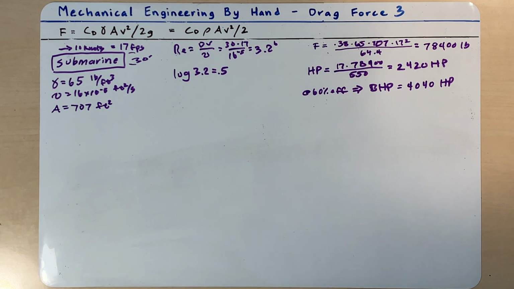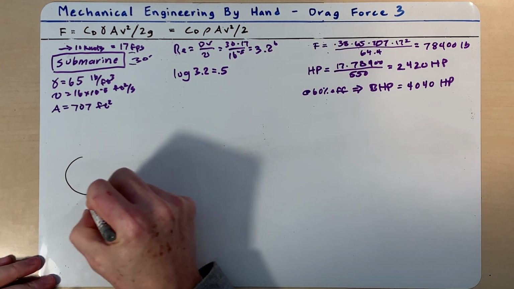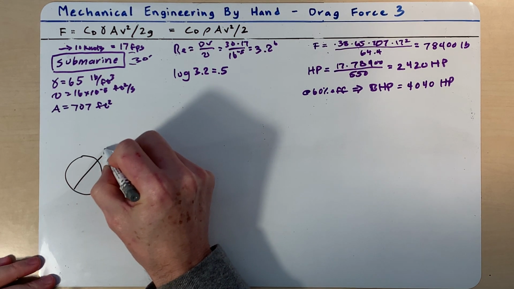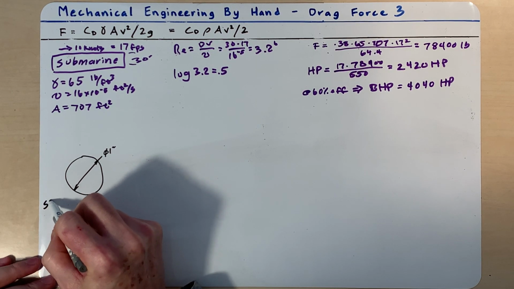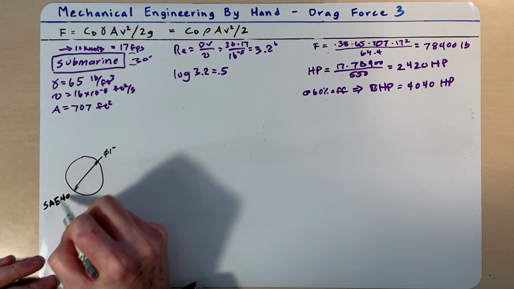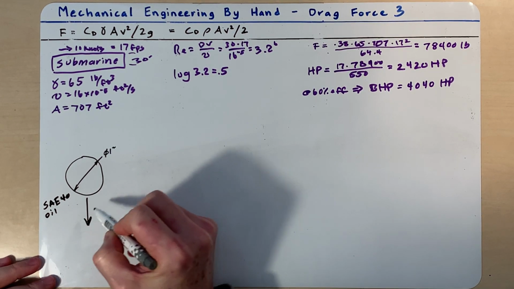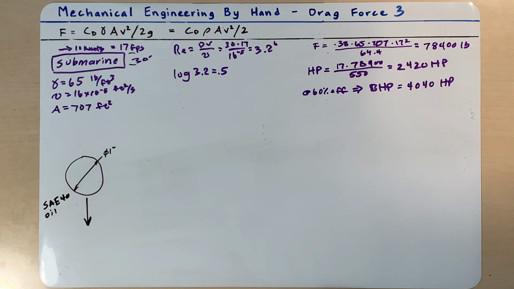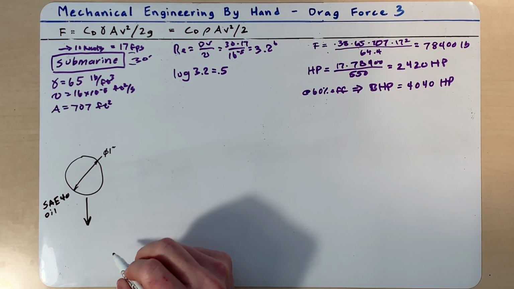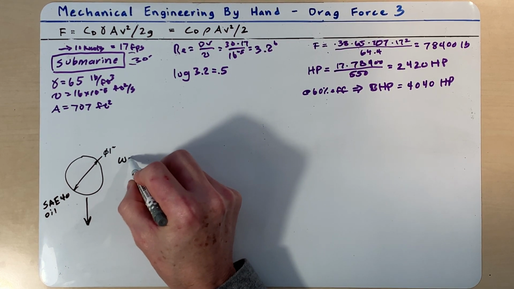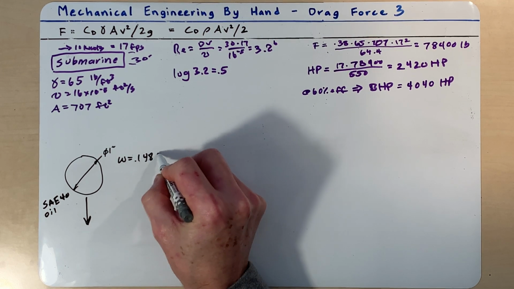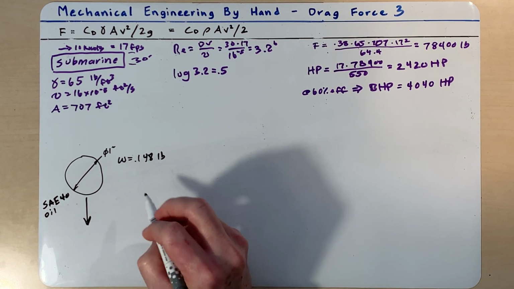Now let's look at another example of a steel ball falling through SAE 40 oil, and it's a steel ball with a 1-inch diameter. So we'll find its terminal velocity, which will be when the drag force is equal to its weight. In a previous video, we looked at a 1-inch steel ball and we calculated the weight as 0.148 pounds. So that will be the drag force.